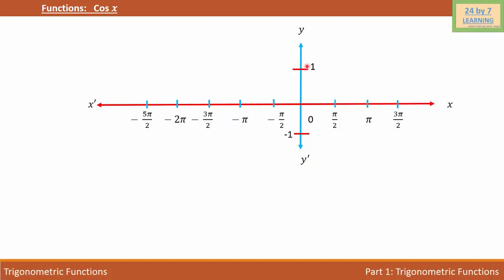Now, let's graph the function of cosine. If we do that, we will get a graph something like this, where the function is defined for all values of x and the minimum and the maximum value of the function is negative 1 and 1.